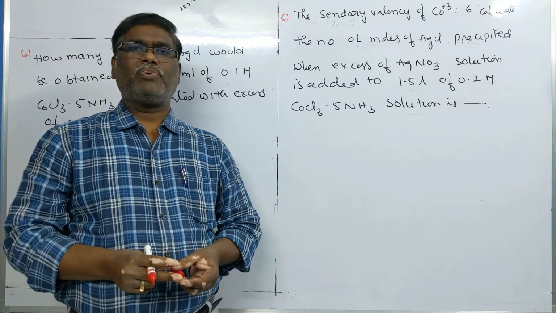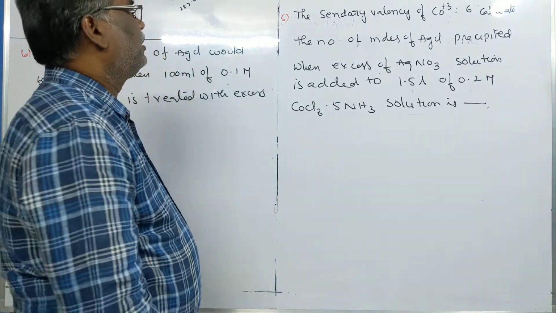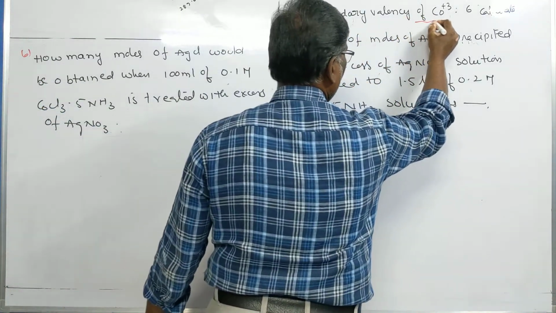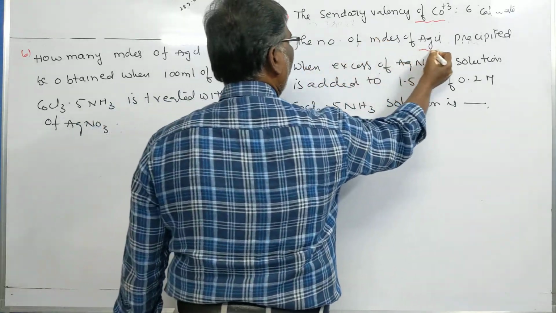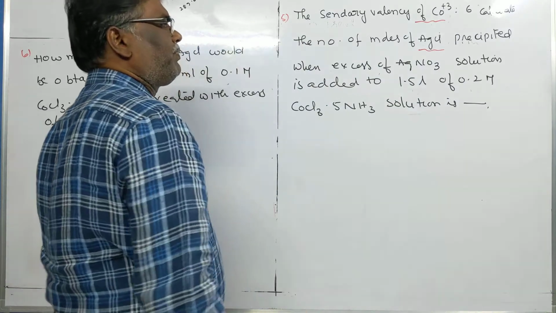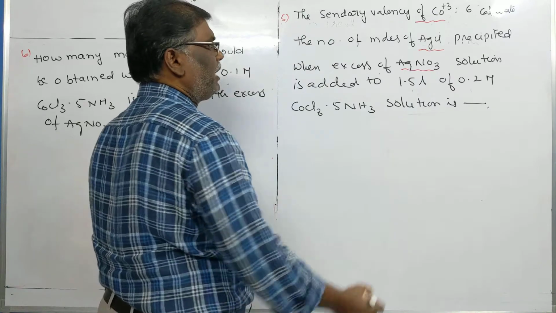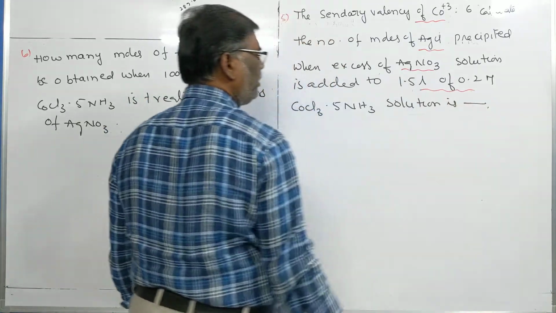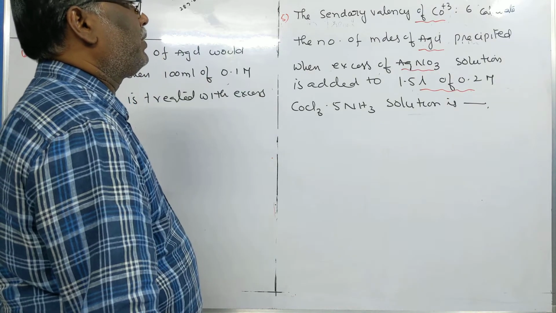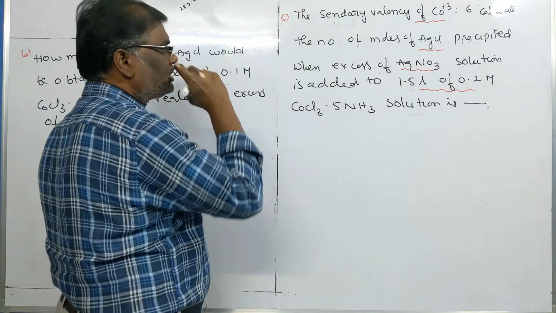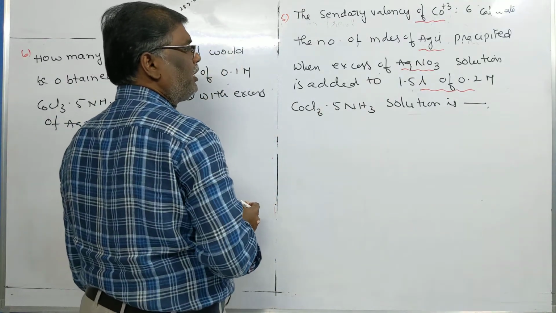Students, in this video we are going to discuss the problems based on Werner's theory. The secondary valency of cobalt is 6. Calculate the number of moles of AgCl precipitated when excess of AgNO3 is treated with 1.5 liters of 0.2 molar CoCl3·5NH3. We have to find out the moles of AgCl formed.